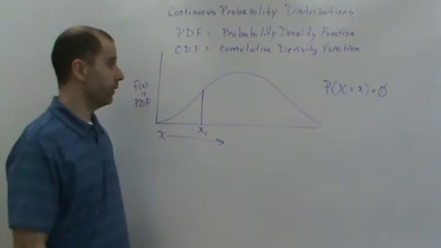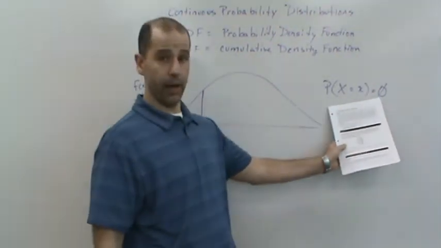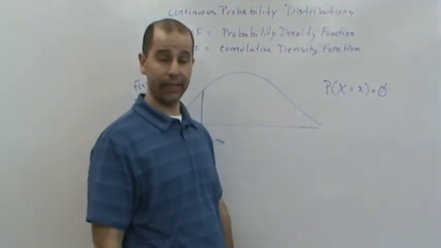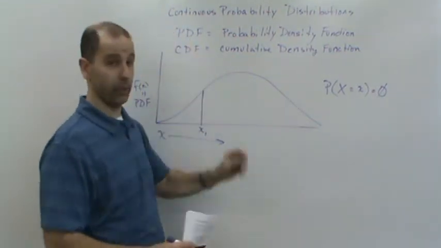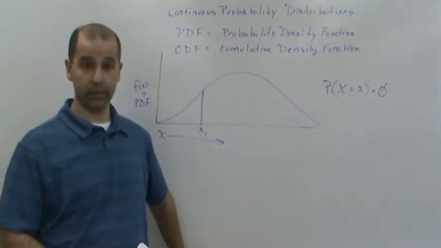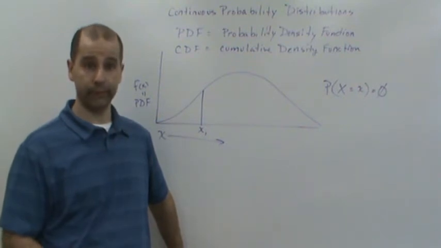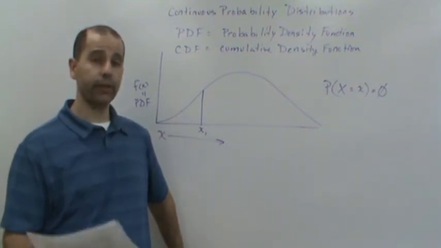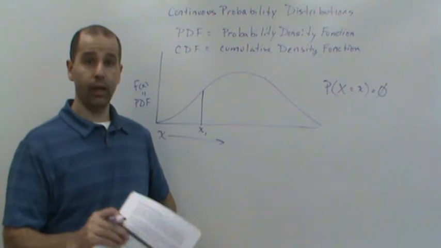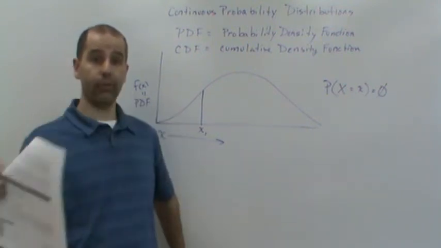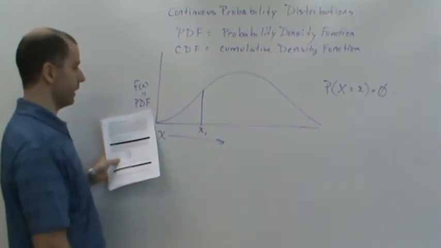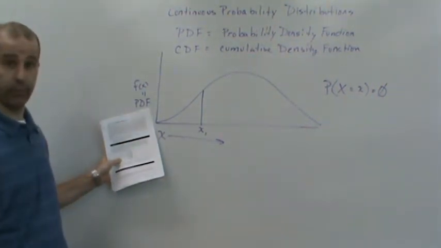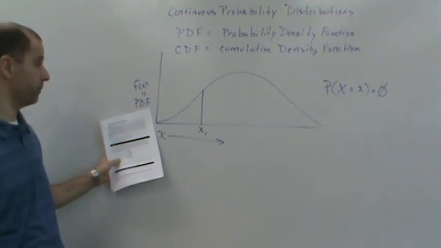So what does that mean for us? We're no longer going to be dealing with the PDF function in terms of probability. The PDF is going to be useless for probability. In fact, the only thing you would use the PDF for is if you wanted to draw out the curve. The PDF gives us the function f of x in the continuous case.